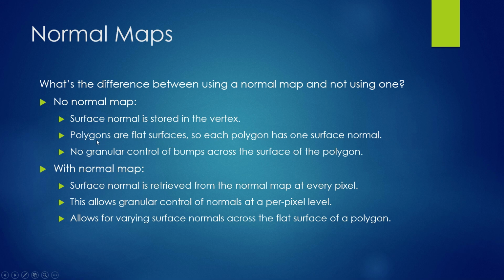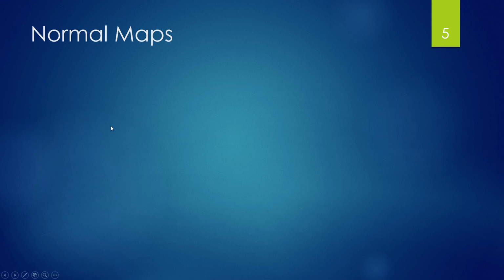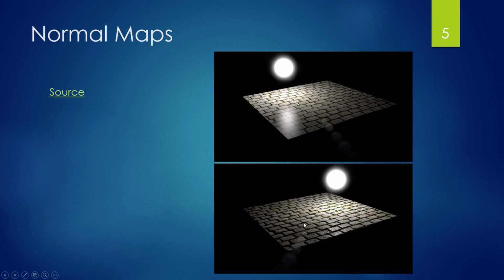So without normal mapping, each vertex of the triangle stores the normal, and that normal is interpolated across the triangle during the pixel shading routine and basically used across the flat triangle. So there's not any real differentiation in the surface normal across the triangle, whereas with normal mapping, you sample the normal map at every pixel across the triangle instead of just interpolating, so you get more granular control, allowing for the more accurate lighting that you get. So here's another example of the light hitting a surface with the normal map versus without it.